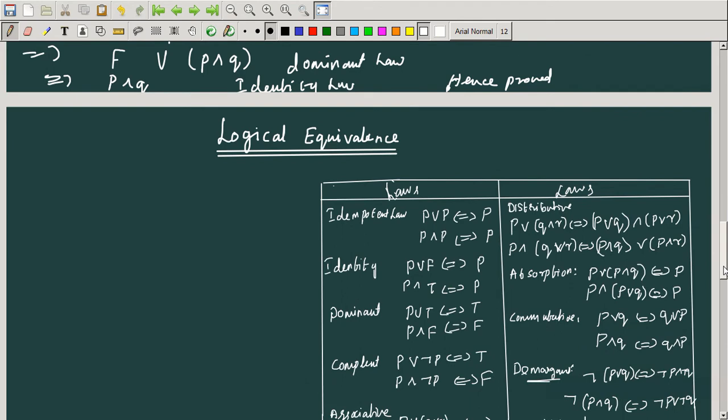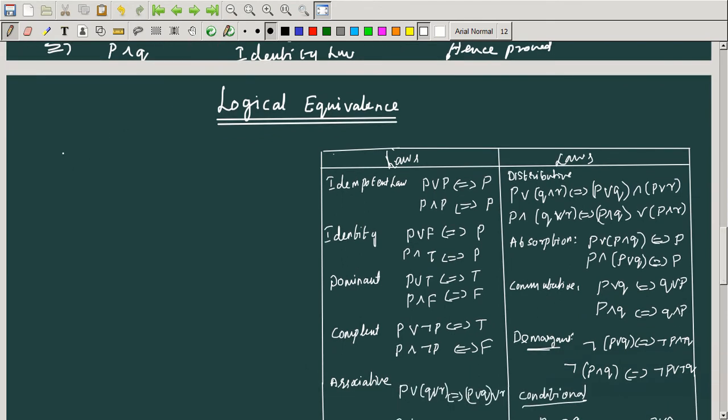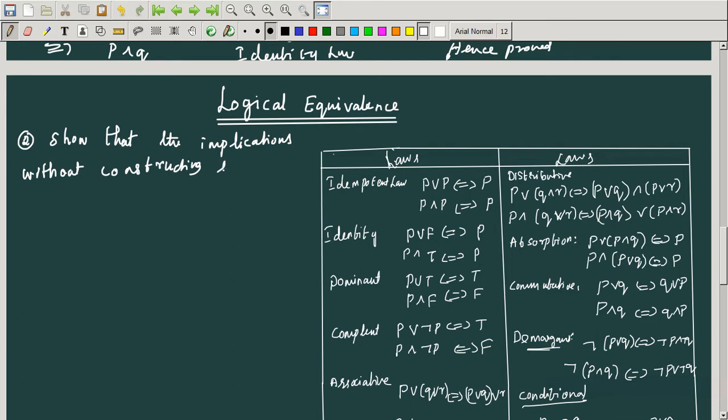For the second problem, you are going to check the tautological implication, whether it is a tautology or not. Just see the second problem. Show that the implication, without, I'm sorry, without constructing the truth table.